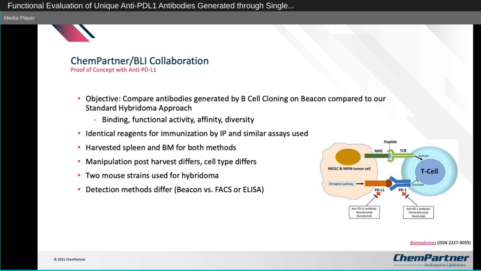Our target here is of course PD-L1, and we were able to use benchmark antibodies to evaluate our antibodies coming from these two campaigns compared to benchmarks.